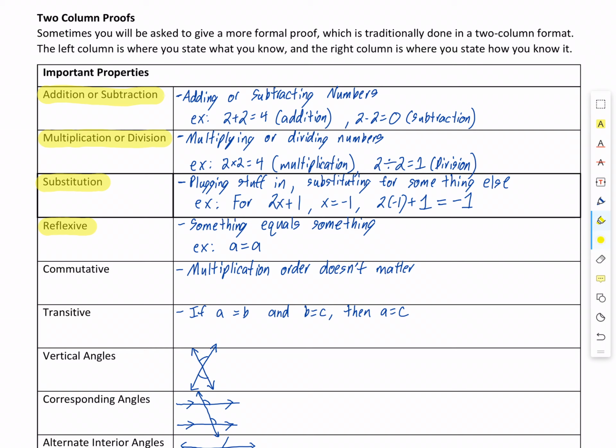So we have the reflexive property, then the commutative property. For example, if you have 5 times 3, that's the same as if you multiply 3 times 5. So it's basically multiplying and the order doesn't matter. Or for example, if you have A times B, that's the same thing as B times A.